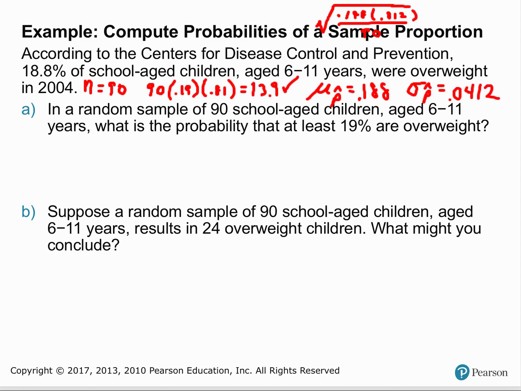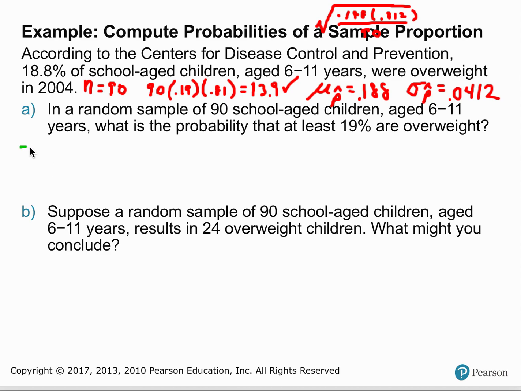Okay, so now this says, in a random sample of 90 school-age children ages 6 to 11 years, what's the probability that at least 19% are overweight? So at least 19% means 19% or more. That's the least. So the first thing I'm going to do, and I'll do this one using the chart, and then we'll do another example using our calculator, right? We want to be fluid at both of them.